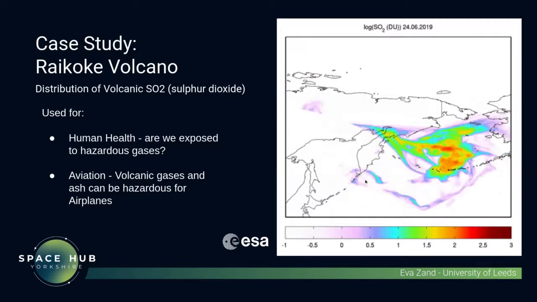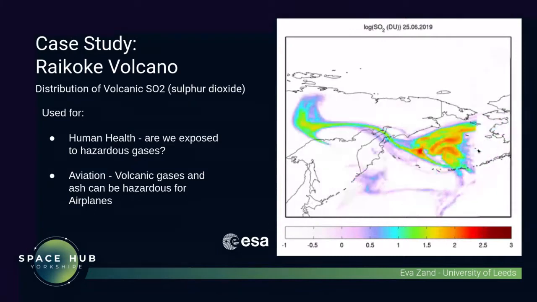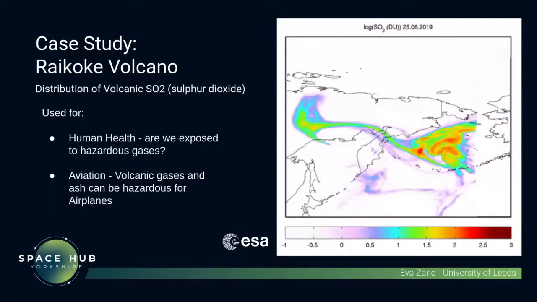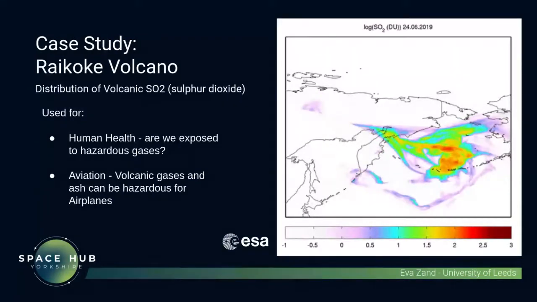So this is like Japan, and that's like Russia all over here. And here you can see processed satellite imageries which were put together in a GIF, so you can understand the distribution of this sulfur dioxide. Actually, so now you might wonder why this is relevant for us. Why do we want to look at this data?